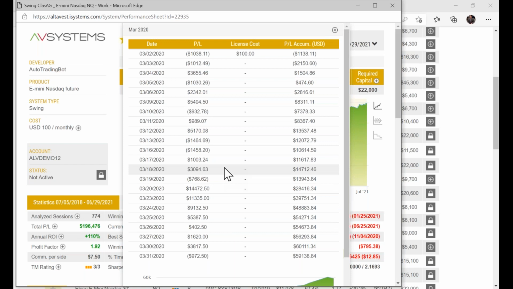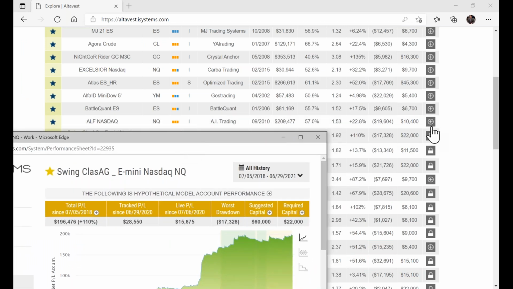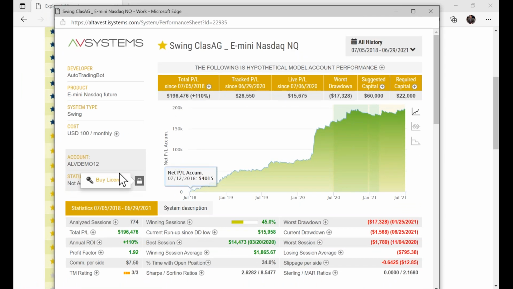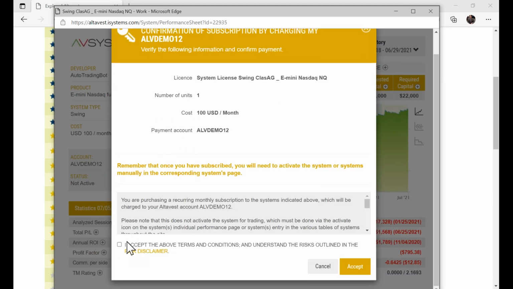When the stock market was dropping, of course, these algos can go short. It doesn't make any difference to them. But if you want to activate a system, you simply click this padlock and you click buy license. Or of course, you can do the same thing from this dashboard as well. Just see that padlock icon. And then you would buy the license here and you would subscribe. So 1 unit is 1 contract. It's every month, and that's prorated. You want to read everything there about the terms and disclaimers.